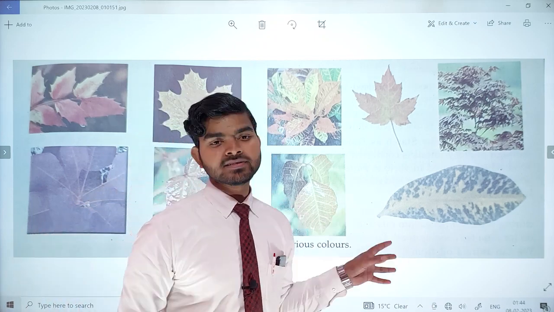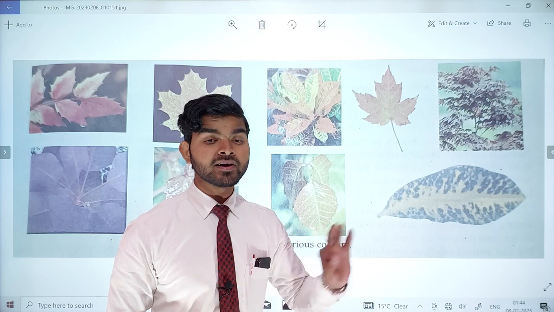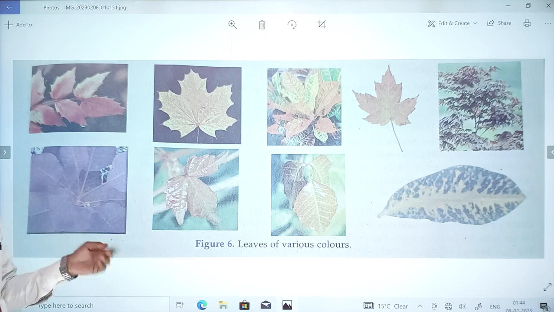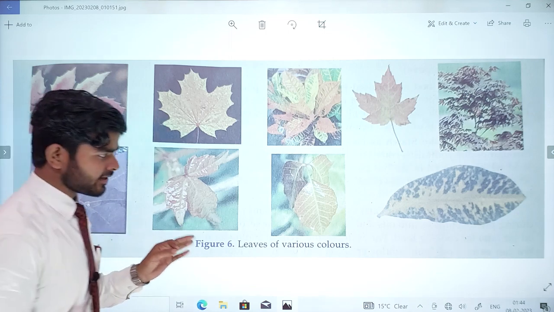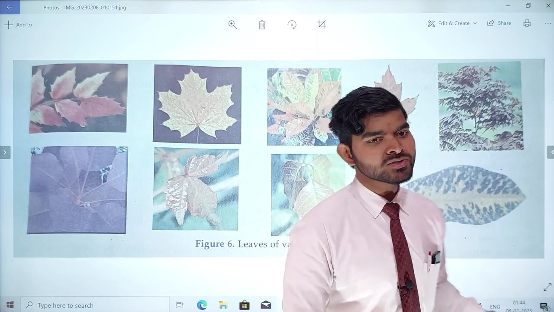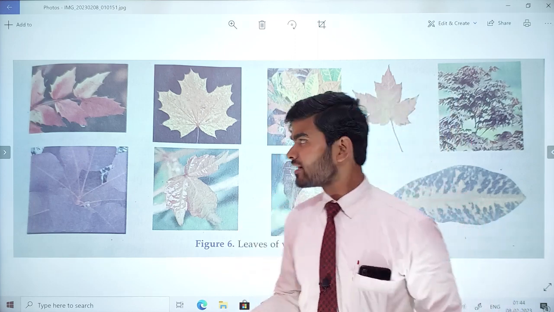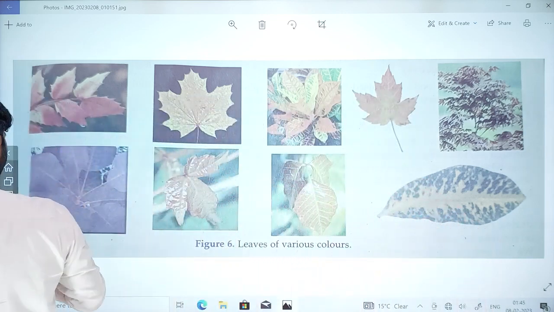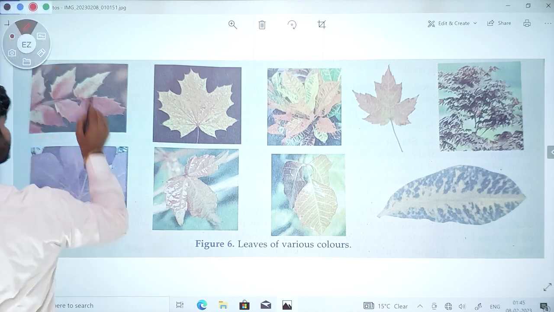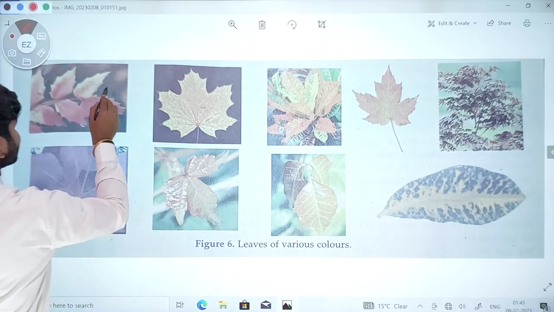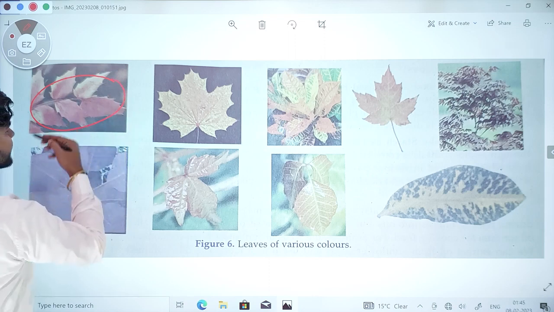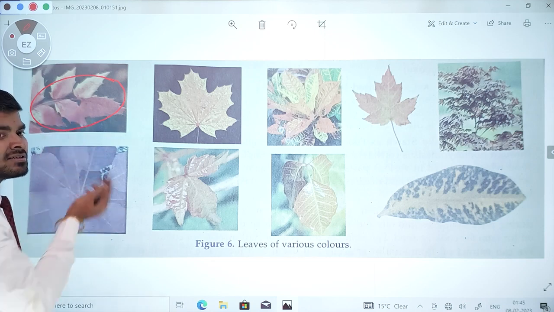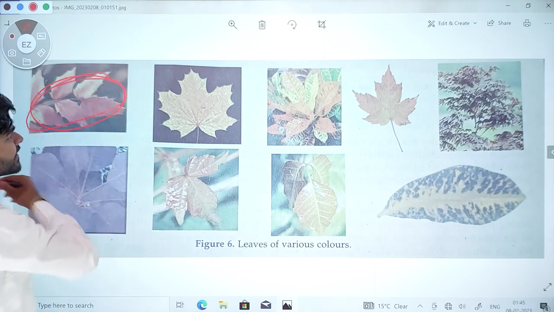Now, here are some different colors of leaves that I want to share with you. Look at this picture carefully. What are you thinking about this picture in your mind? Actually, these are different colors of leaves that may surprise you. I just want to tell you that this color of leaf is possible. What are you thinking about this color? The color of this leaf may be red or rose, because there is red pigment present in the leaf. So that's why the color of this leaf is red.